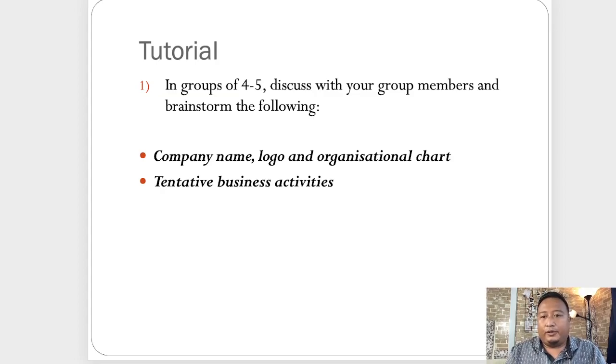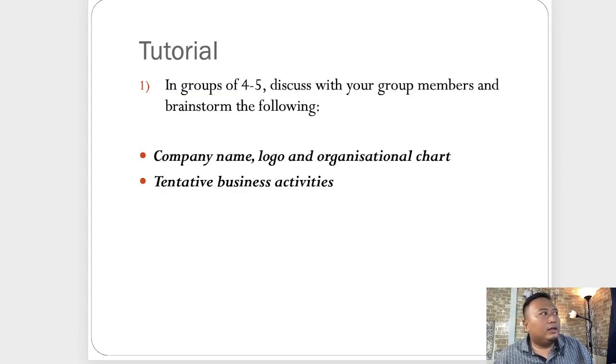And this would be your task for this week. You already have your own group. What you need to do is come up with a company name, logo, and organizational chart. It's very simple. Then you want to have tentative business activities. What are the things that you would like to do?